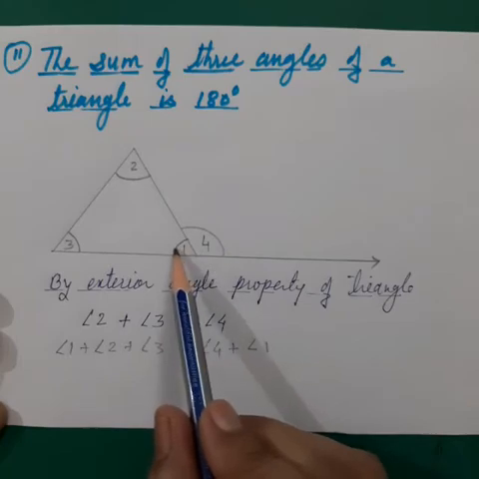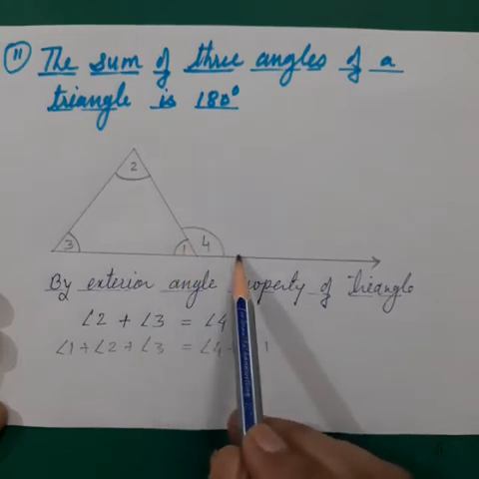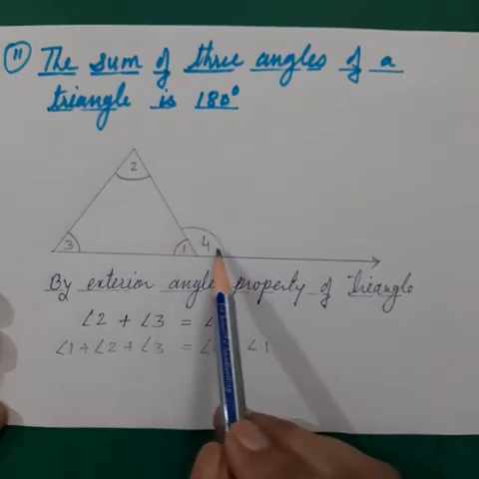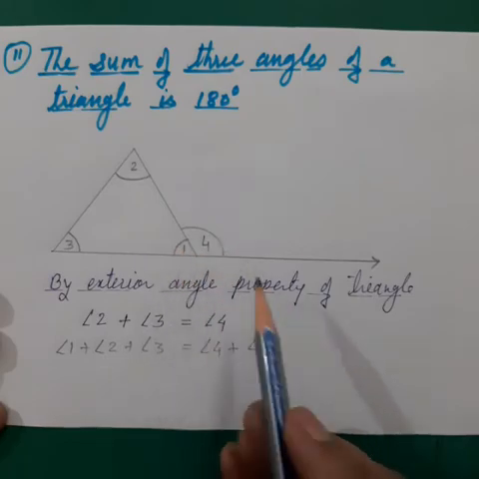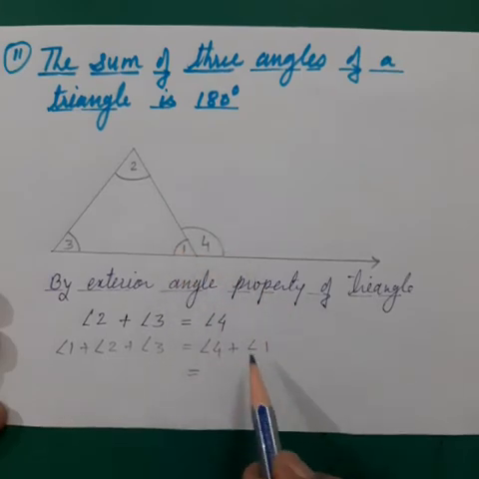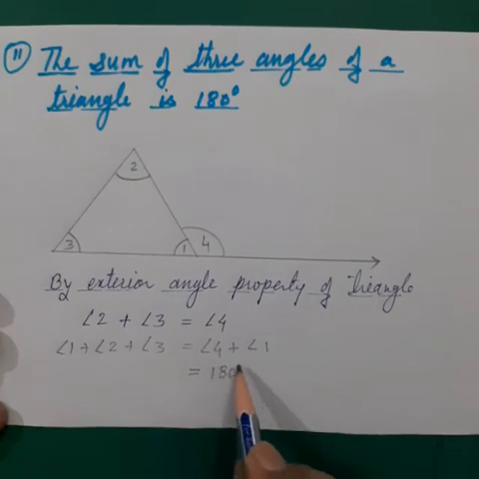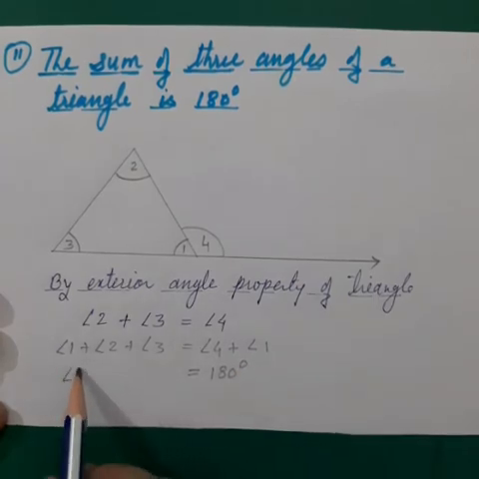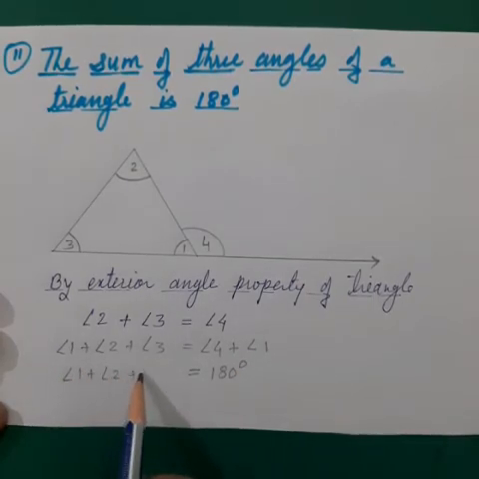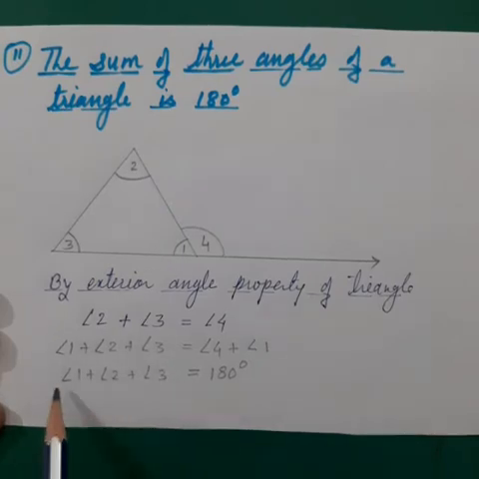But angle 4 and angle 1 together form a linear pair. That means they are supplementary angles, meaning the sum is 180 degrees. So angle 4 plus angle 1 is 180 degrees and this is equal to the sum of the three angles of the triangle. So the sum of the three angles of the triangle is 180 degrees.